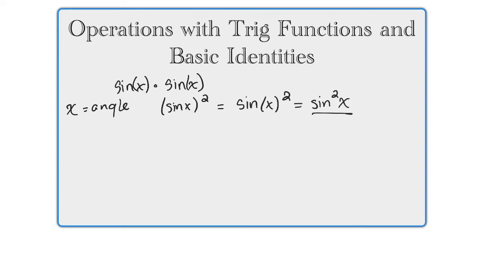One way you are not allowed to write this is sine of x squared, because it's not sure what this square is actually applying to. Is it applying to the angle? Is it applying to the trig? This is just not clear, so we never write it like this. Any of these options are acceptable. Okay, let's get into some examples and some identities.